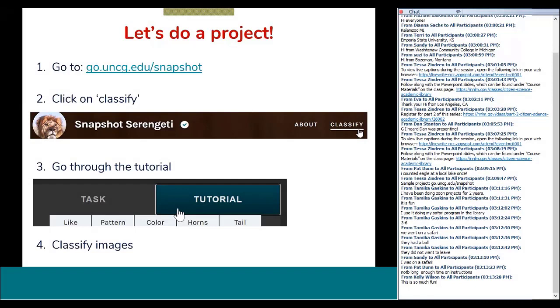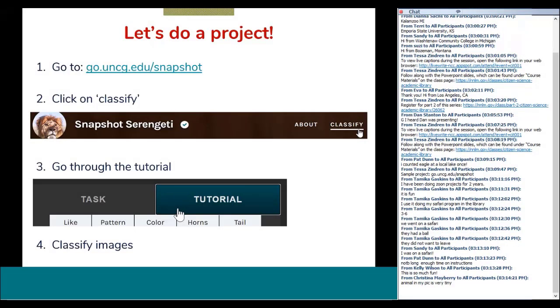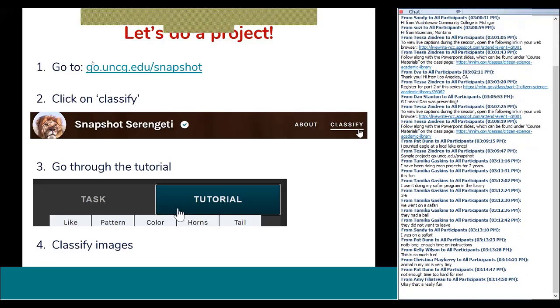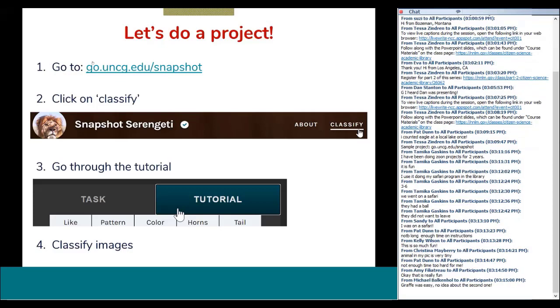Okay, if everyone wants to make their way back into our windows, take a second to find the WebEx app and come back. I see a lot of comments about some of the animals that they've seen. And now everybody can say that they have participated in a citizen science project. Snapshot Serengeti is a very prolific project on Zooniverse, and it's also on SciStarter, which my colleagues will talk about later. But now let's move on and talk about the technology that Snapshot Serengeti is using.